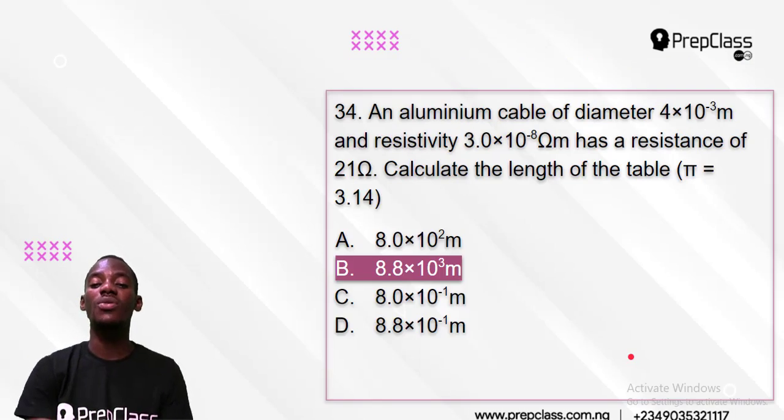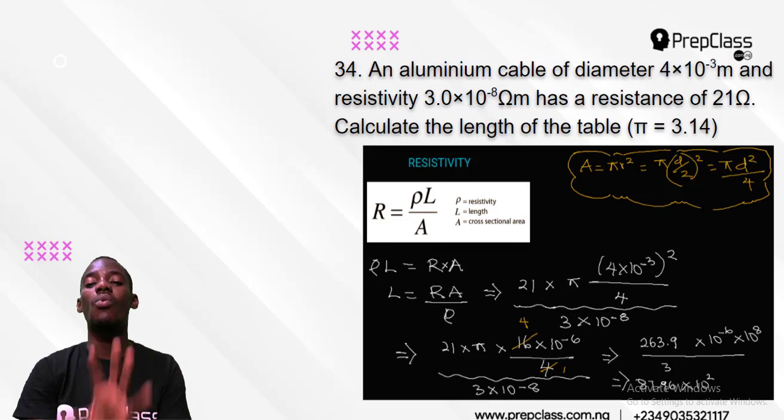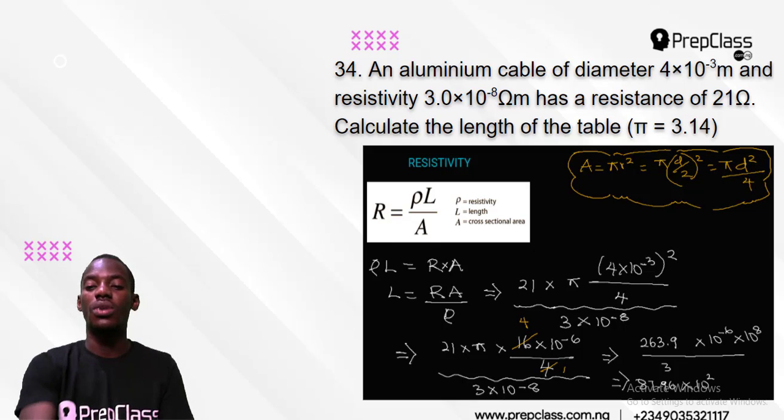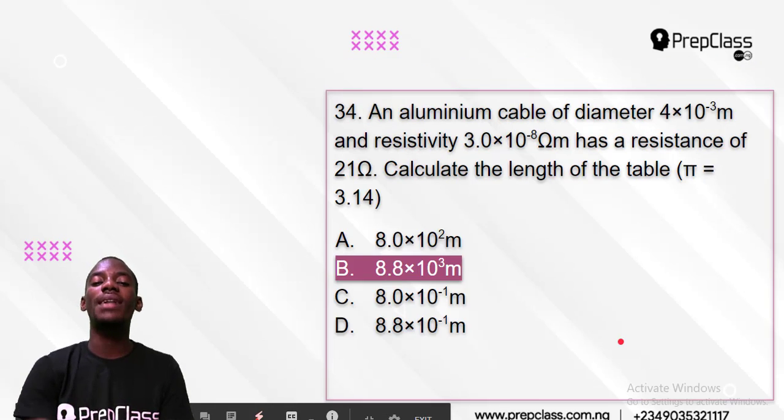So that is the way you get your answer, 8.8 times 10 to the power 3 meter, and that is it. Now I want you to look at these workings carefully again and try to trace it. I believe you can get it if you just spend some time to look at it critically, and it will be clear to you. So let's go on from here to number 35.